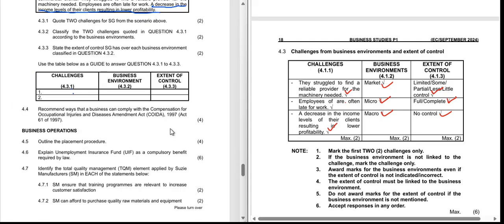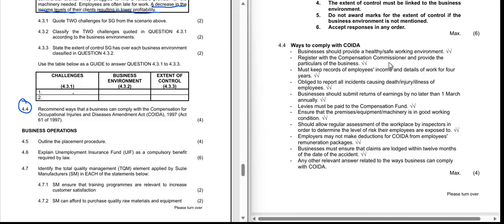Recommend ways that a business can comply with the Compensation for Occupational Injuries and Diseases Amendment Act, COIDA. Ways a business can comply. Businesses should provide a healthy and safe working environment. I think that you are complying with COIDA.